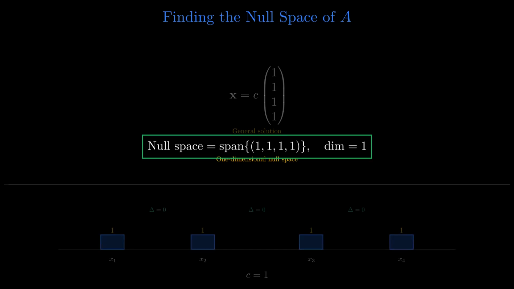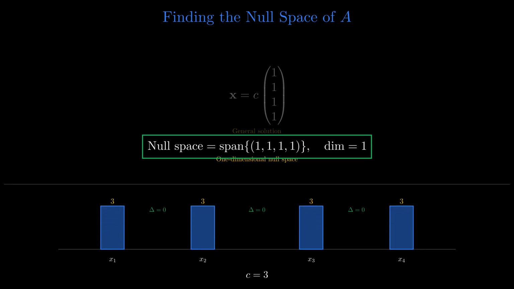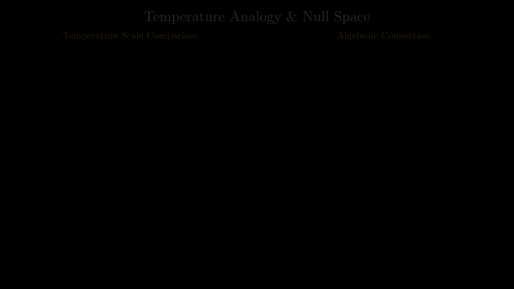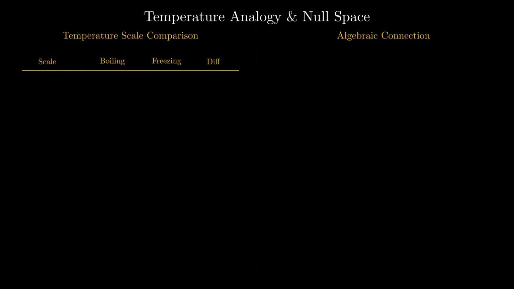Picture 4 potential bars, 1 per node, all at the same height. Slide them all up together and every difference stays 0. A uniform shift is completely invisible to the incidence matrix. This connects directly to the temperature analogy.